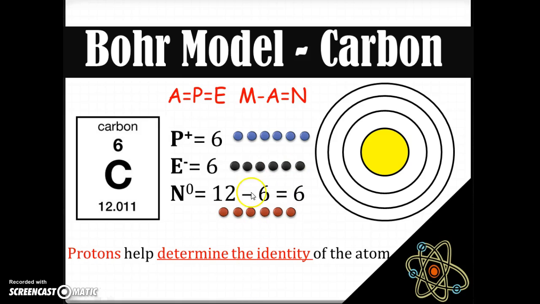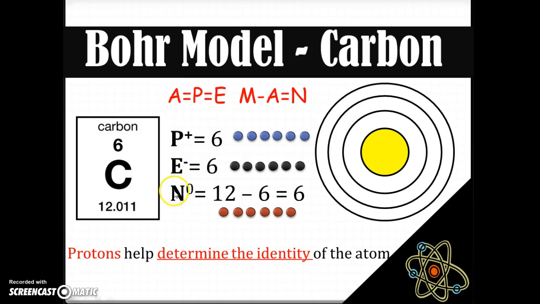Now, let's draw the Bohr model for the atom carbon. Let's start with the atomic number, which is located here, equals the number of protons equals the number of electrons. So the carbon atom has 6 protons, which are represented by blue circles. It also has 6 electrons, which are represented by black circles.